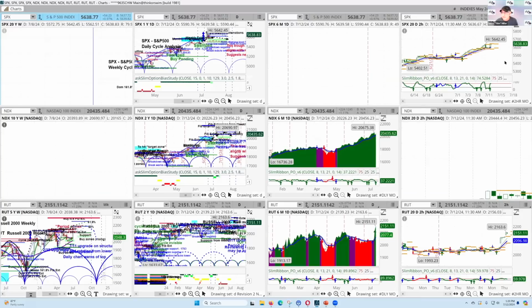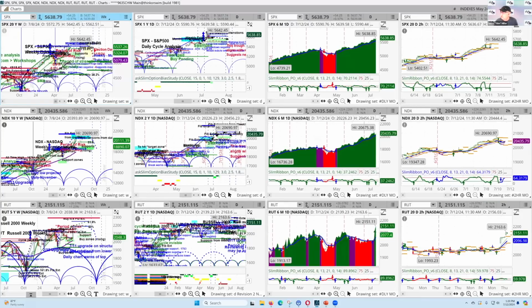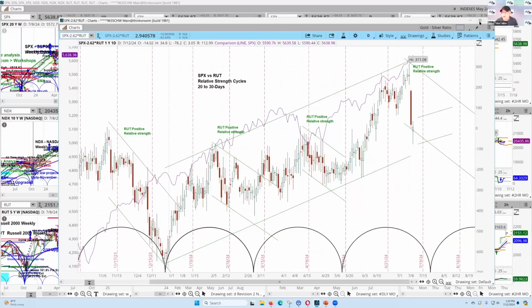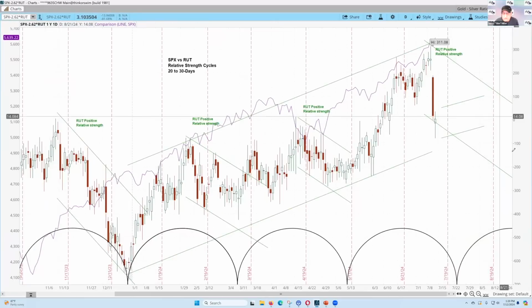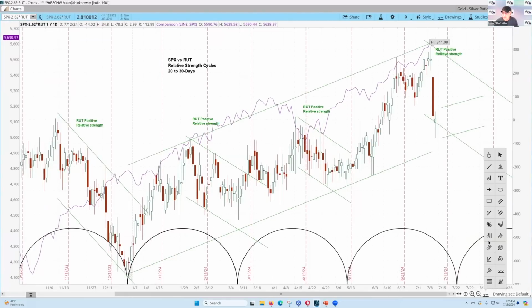That is a look at the indexes. I want to show you one more chart that I think is fantastic. You've never seen a chart like this because only I present it. This is a cycle chart which shows cycles in relative strength between the Russell and the S&P 500.